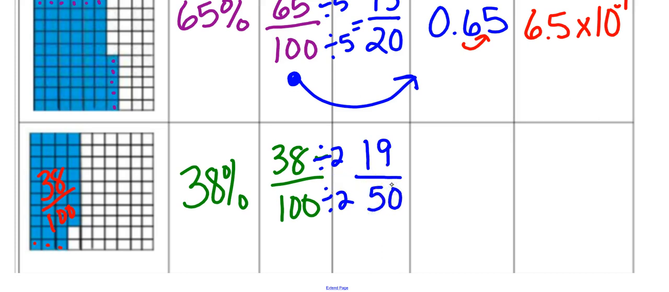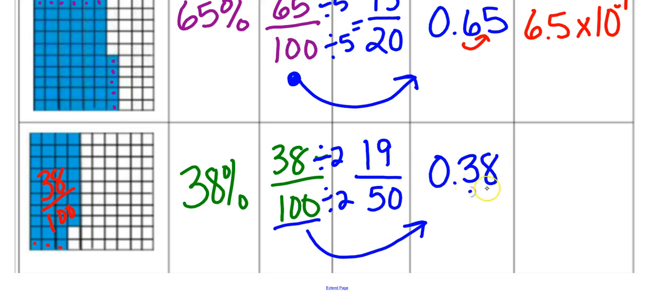Okay, and so now moving again from our decimal, I'm going to look at my percent, which was out of 100, because we're going to use this place value to write our decimal, and we're going from a percent to a decimal. So 38 hundredths is simply 0.38. We've got tenths, hundredths place. And then in scientific notation, we move it over 1. Move it over 1, and it's 3.8 times 10 to the negative first power.